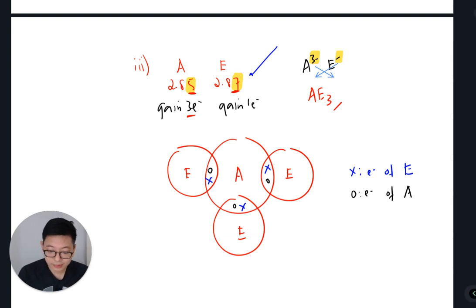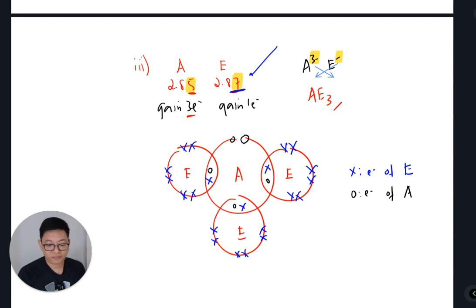All right, so E has 7 valence electrons. All right, 1 is used, 2, 3, 4, 5, 6, 7. So please don't forget to fill in the remaining electrons not involved in bonding. It's something students typically miss out, and then they end up losing some marks there. So make sure you have 5 circles and 7 crosses. And that is AE3. Okay, so this was a bit more interesting because why? Once again, we don't know what A and E are.